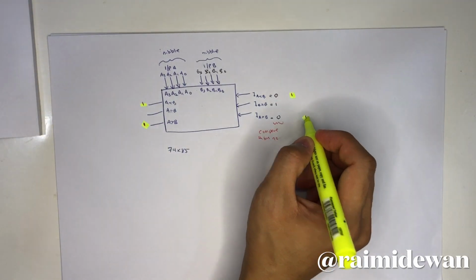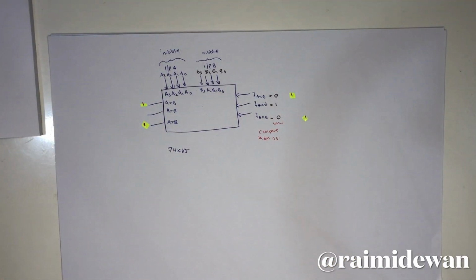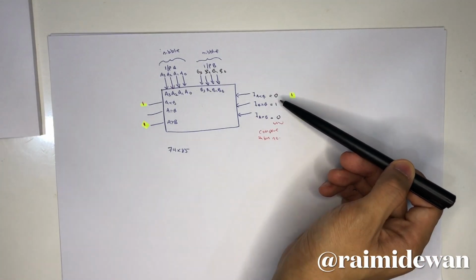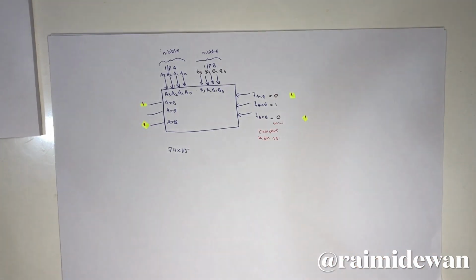So in order for it to be able to do the comparison operation, make sure that this one is 0, this is 1, and this one is 0.